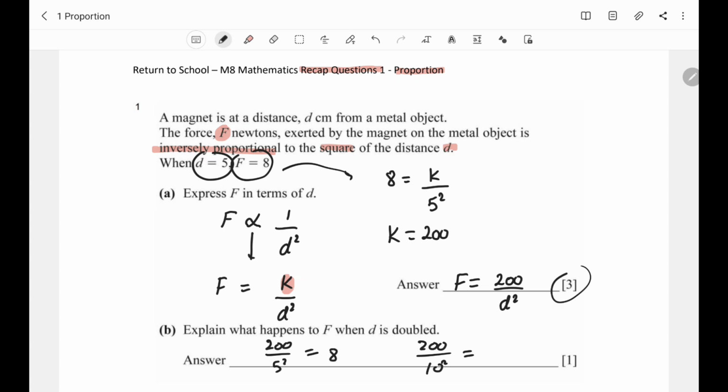So in this case we get 8, and whenever we double the value of d we end up with 2. So F has gone from 8 to 2, so what has happened? F has been multiplied by a factor of a quarter, or divided by 4.